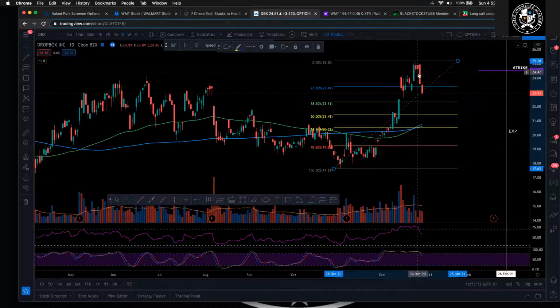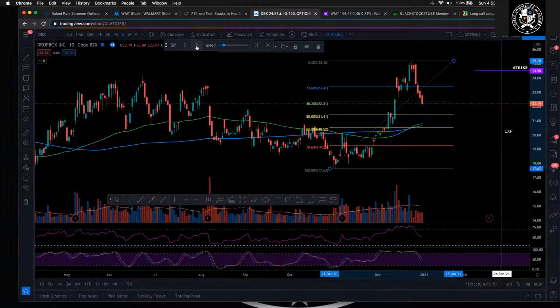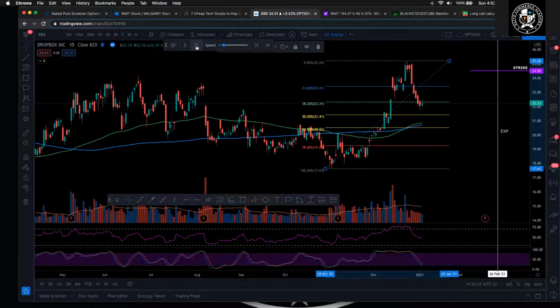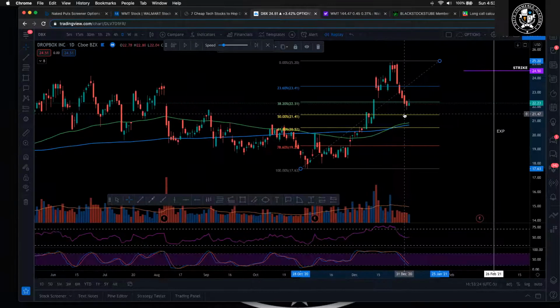Now we're waiting on it to stop retracing. That's what we're waiting on. Okay. So we're waiting on it to stop. It's going, it's going. Okay, boom. Now you can start reading the candles.